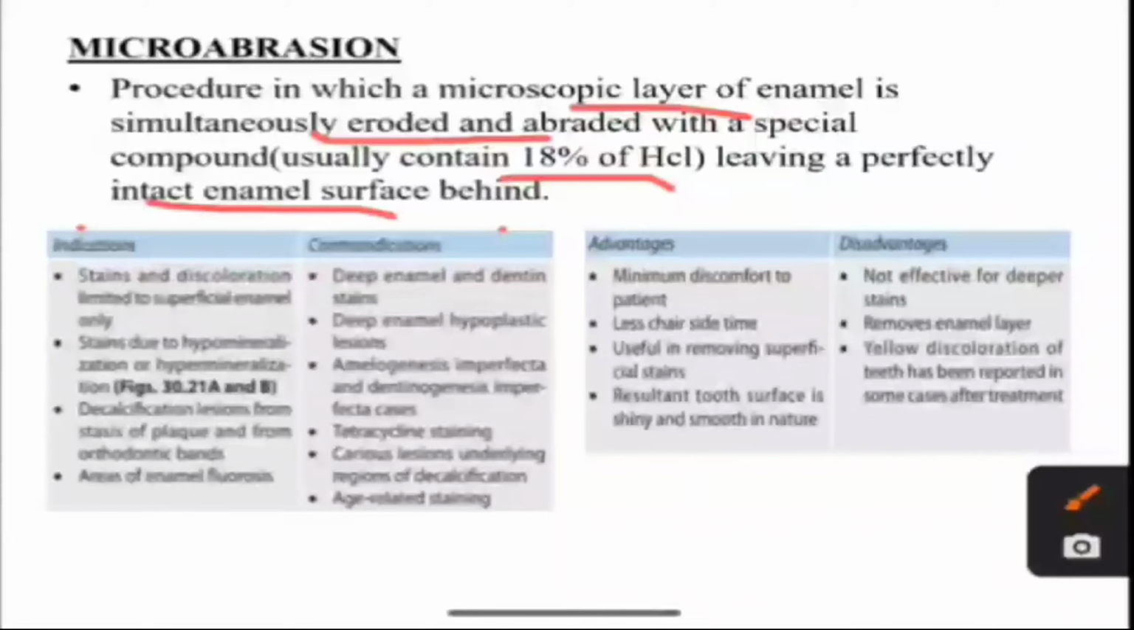In case of advantage, there is minimum discomfort to the patient and less chairside time. Disadvantage, it is not effective in case of deeper stains. It will remove the enamel layer.